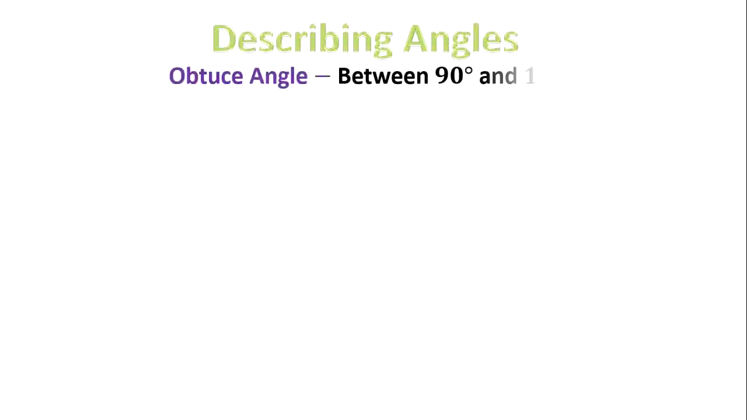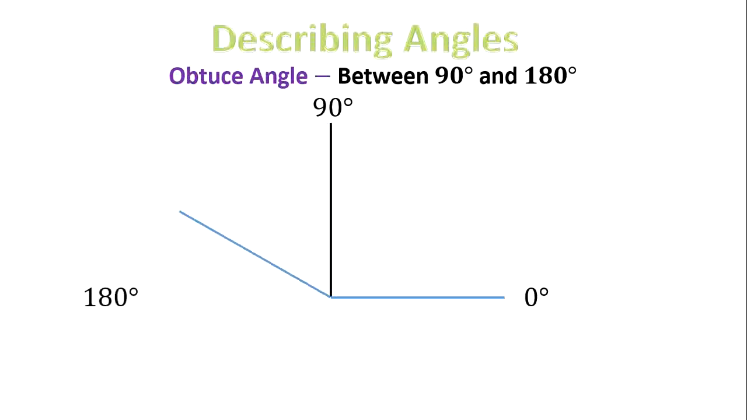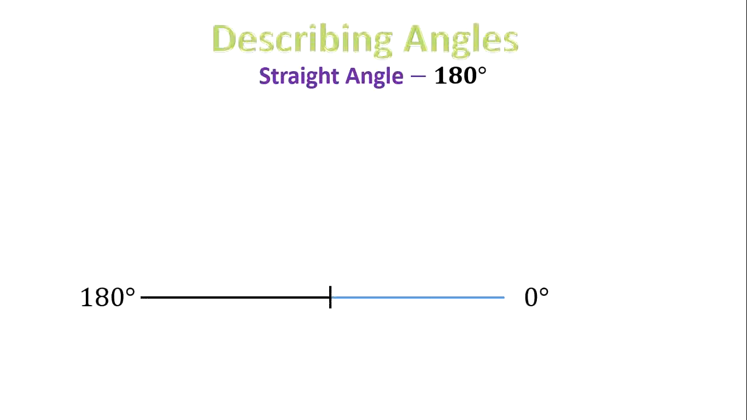The next one we look at is an obtuse angle, and that is an angle between 90 and 180 degrees. If we look at our diagram, between 90 and 180 degrees, an obtuse angle. In other words, if I have an angle there of 110 degrees or an angle there of 140 degrees, those are both obtuse angles. The fourth one in our list is a straight angle, or 180 degrees. In other words, it's a straight line.